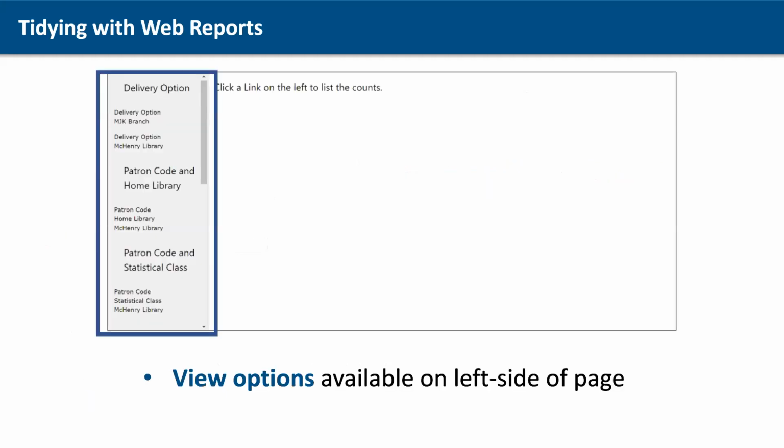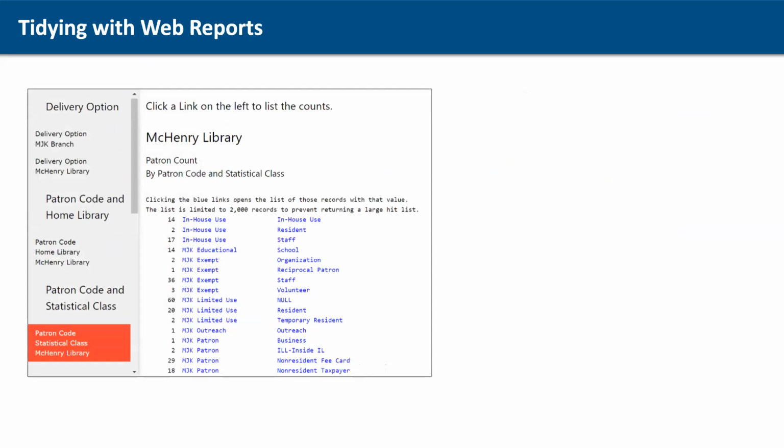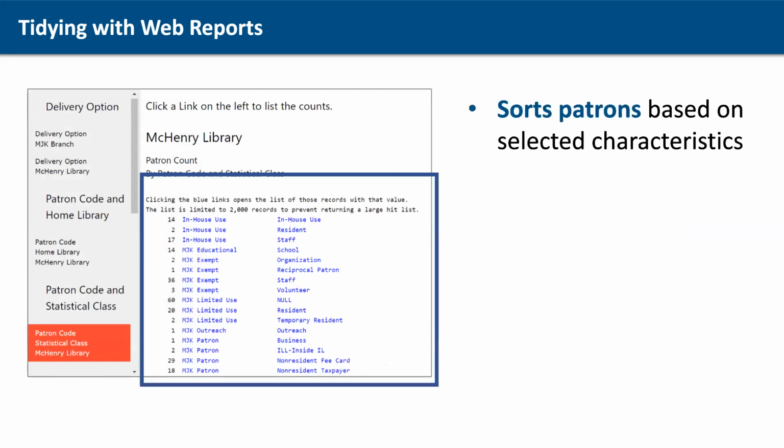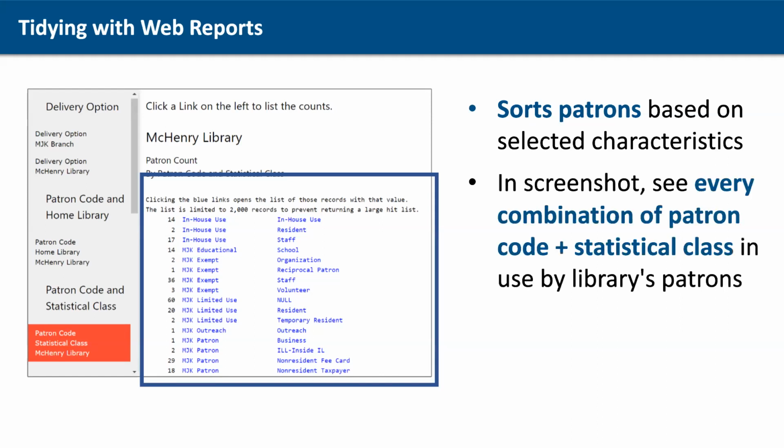Now, when you click the report heading to open this tool, you'll see viewing options on the left-hand side of the screen. So this is what you see when you first open the tool up. And let's look for patron code and statistical class today. So when I click on this view, this is what we end up seeing. What the tool does is it takes all of our patrons and sorts them based on the selected characteristics. In our case, in the view here, we're sorting on the patron code and statistical class together.